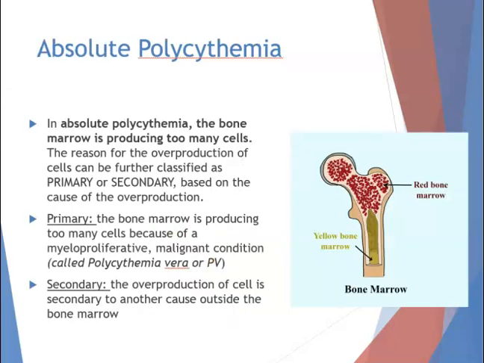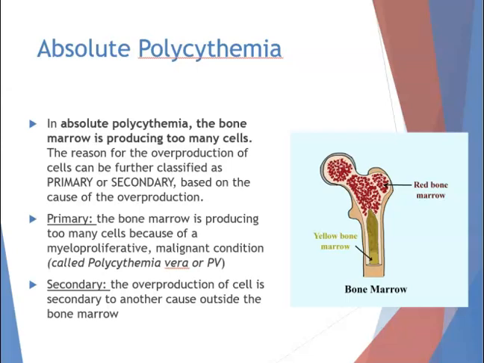The second classification is absolute polycythemia. Absolute polycythemia is when the bone marrow is just producing too many cells. The reason for overproduction of cells can be further classified as either primary or secondary based on the cause of overproduction. Okay, primary, the bone marrow is producing too many cells because of a myeloproliferative or malignant condition called PV, or polycythemia vera. In the secondary absolute polycythemia, there's an overproduction of cells secondary to another cause outside of the bone marrow.